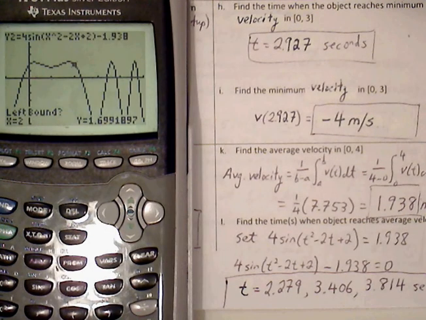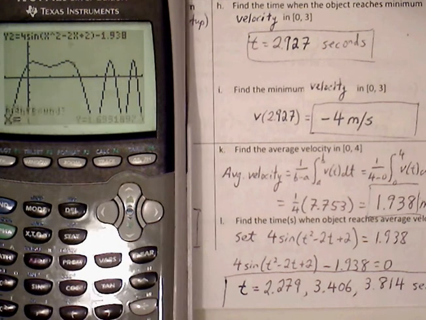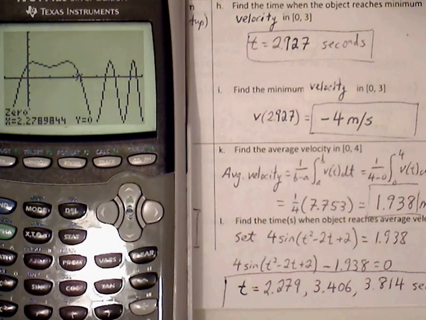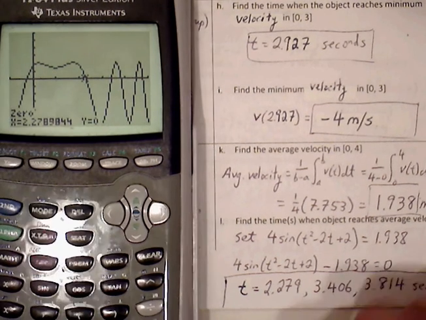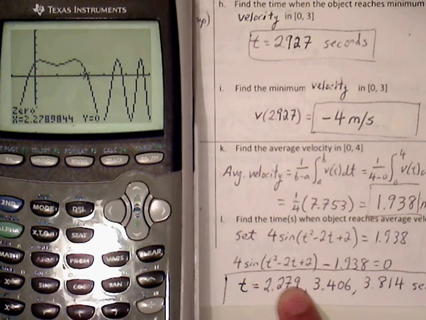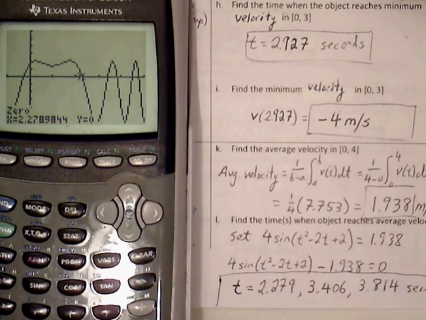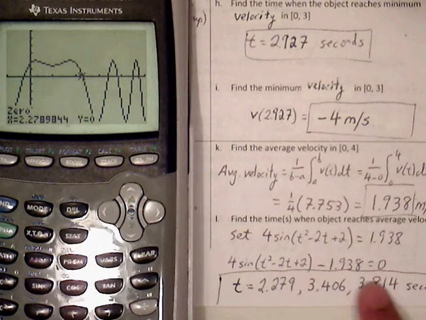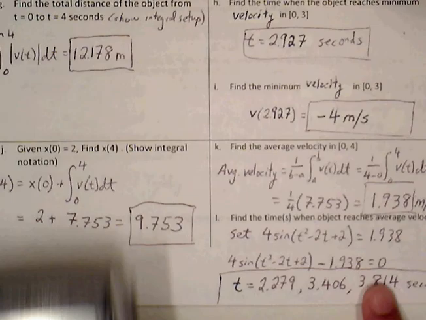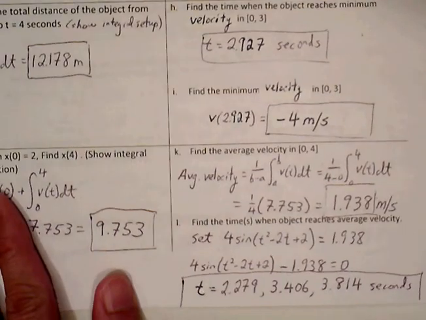Okay, we see that this value will be between 2 and 3. So left bound 2, right bound 3. And we're going to get 2.279. So that'll be the first intercept. And we repeat the same steps to find our second and third intercepts, which is at 3.406 and then at 3.814 seconds.